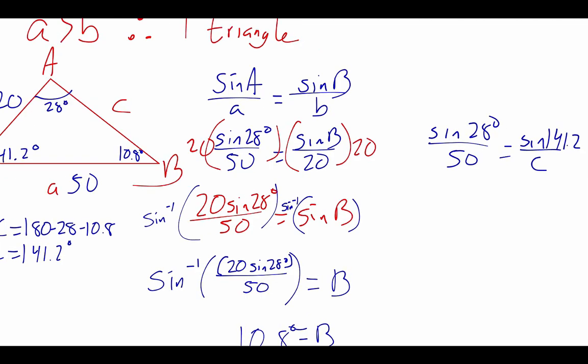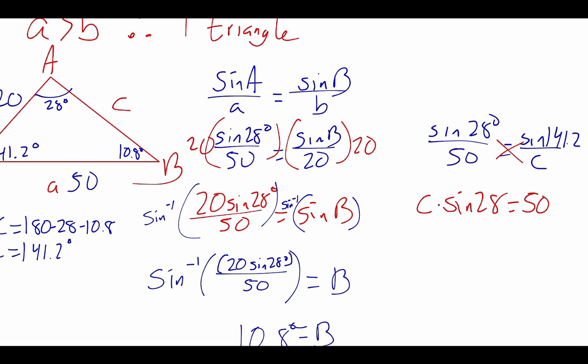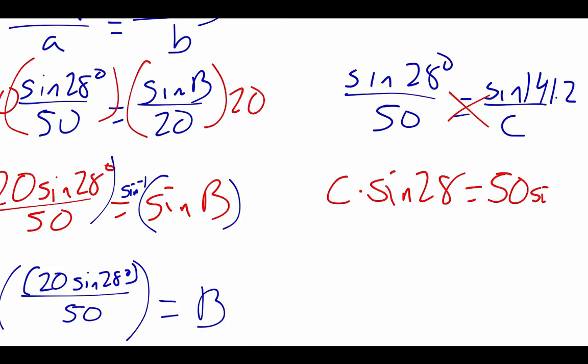This one, since the value that we're trying to find is in our denominator, I would suggest cross multiplying. So we have C times the sine of 28 equals 50 times the sine of 141.2. Let me zoom in on this, I'm running out of space. Now, to solve for C, we're going to have to divide both sides by the sine of 28 degrees.